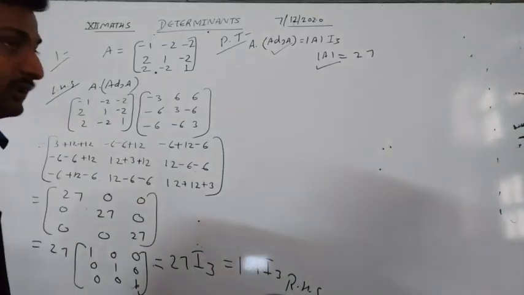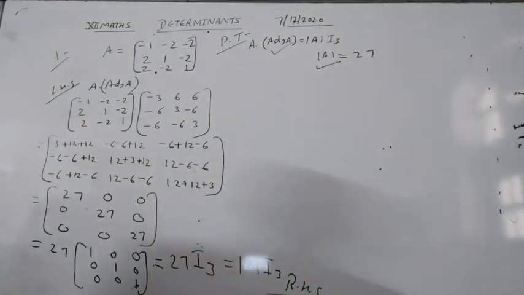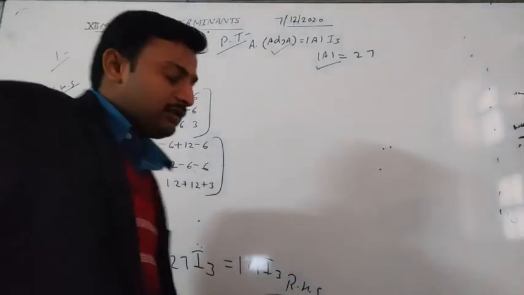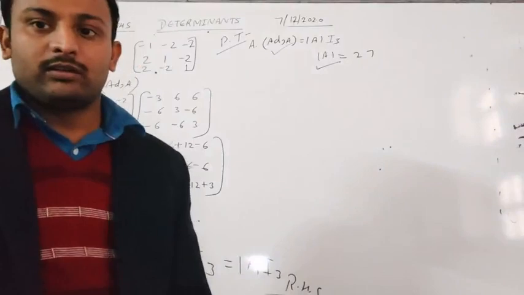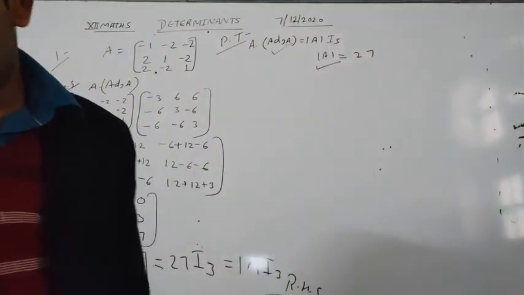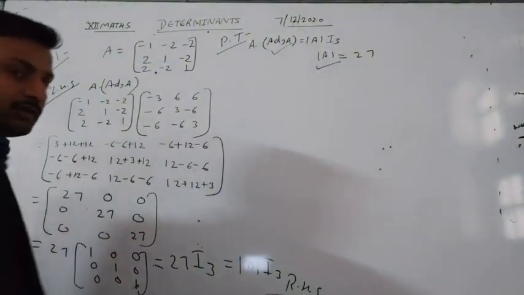So at the place of 27 we can write determinant of A, and this is our identity matrix of order 3. So at the place of this we can write our identity. Okay, so I hope you understand, students. Now we will take another question and solve it. Let's see.